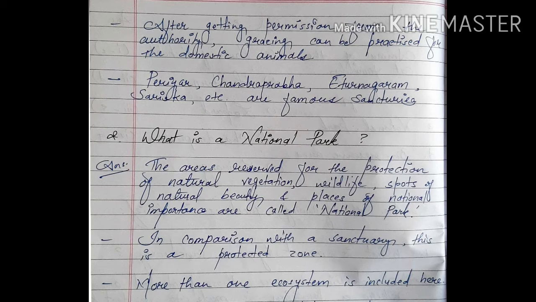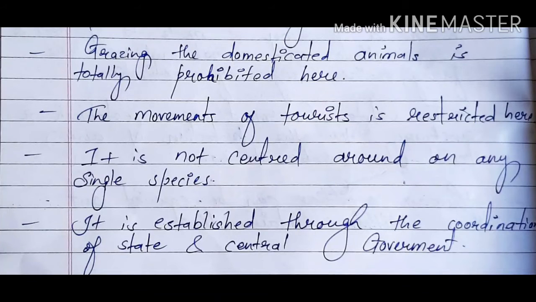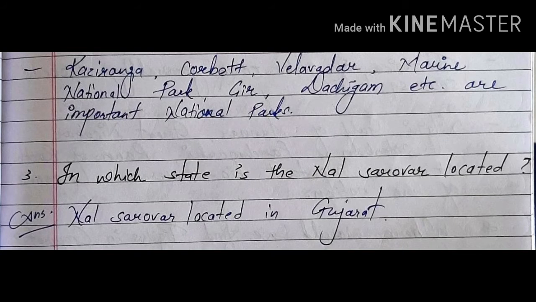More than one ecosystem is included here. Grazing the domesticated animal is totally prohibited here. The movement of tourists is restricted here. It is not centered around any single species. It is established through the coordination of state and central government. Kaziranga, Corbett, Velavur, Marine National Park, Gir, Dachigam, etc. are important national parks.